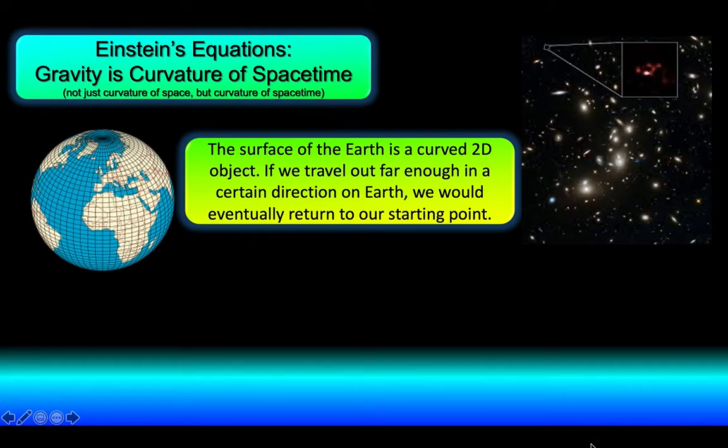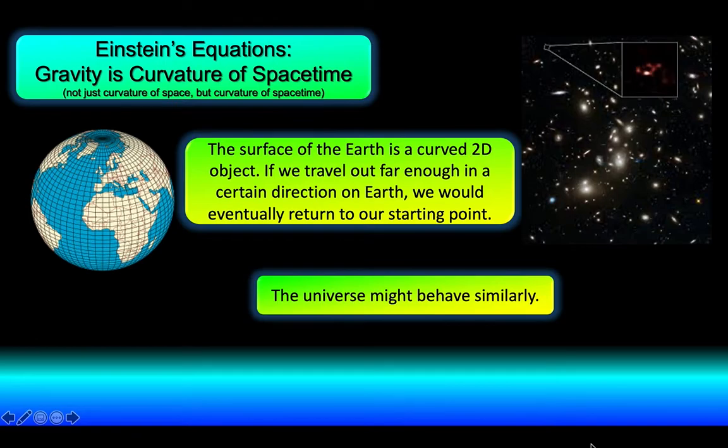Think about the surface of the Earth. The surface of the Earth is a 2D object that is curved. If we were to begin somewhere on the Earth and walk to the west and then walk west even more, we would eventually wrap around the Earth and return to our starting point. Now, if you're standing just somewhere in a big field, you do not see the curvature of the Earth, and the reason for that is the Earth is really, really big. But if you zoom out far enough, you eventually could see the Earth as being a curved object.